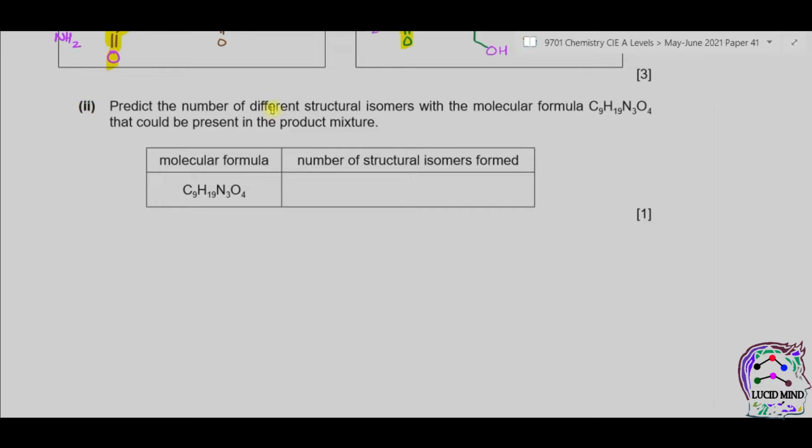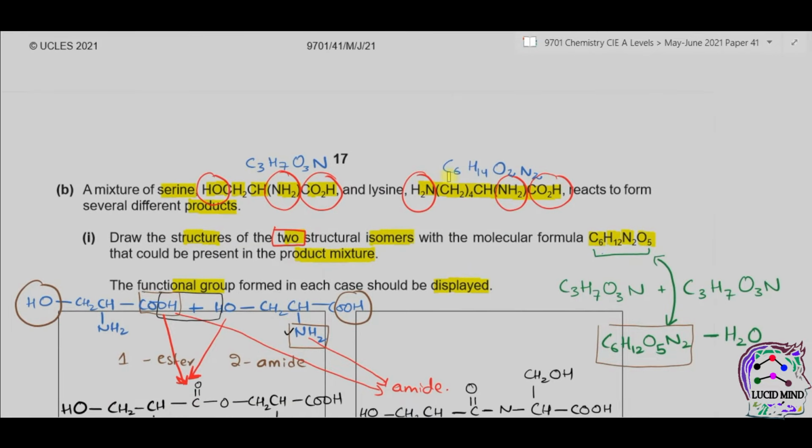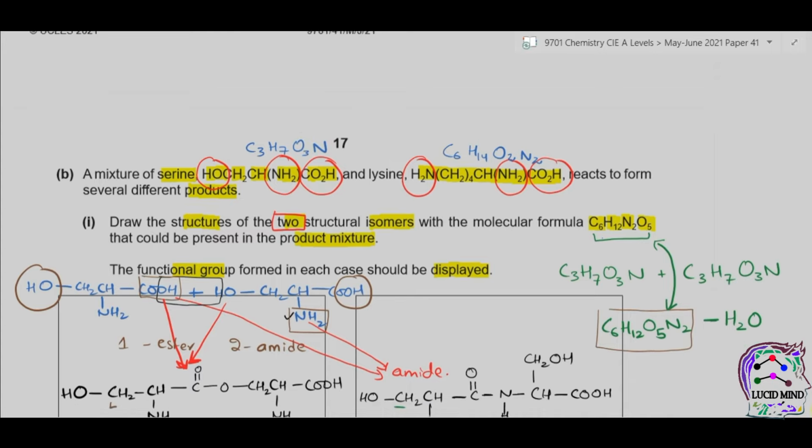Part 2, predict the number of different structural isomers with the molecular formula C9H19N3O4 that could be present in the product mixture. We have to find out the structural isomers for this molecular formula. Now in the reactants they have given one with 3 carbon and second with 6 carbon, so it means we have to join these two together to form 9 carbon atoms.